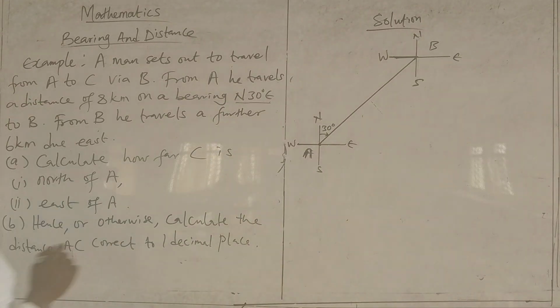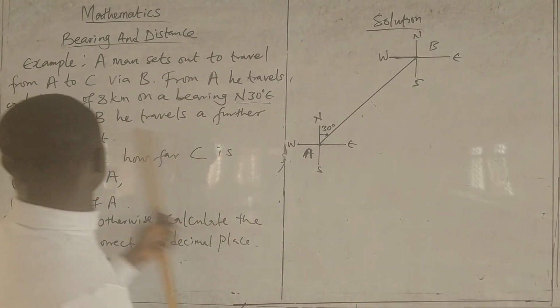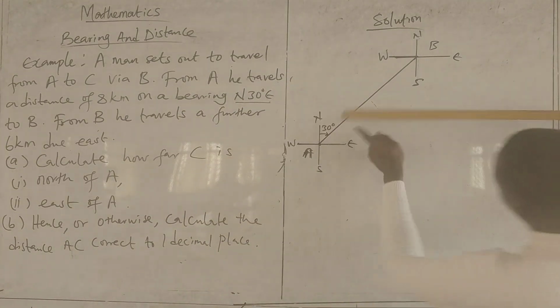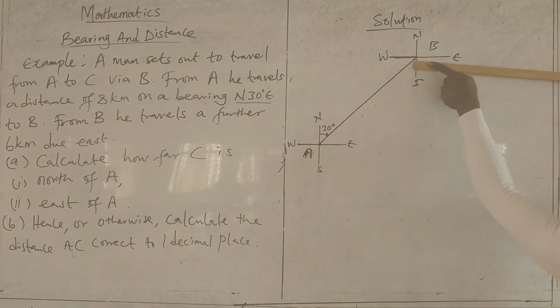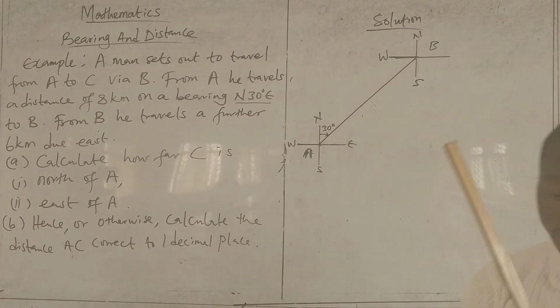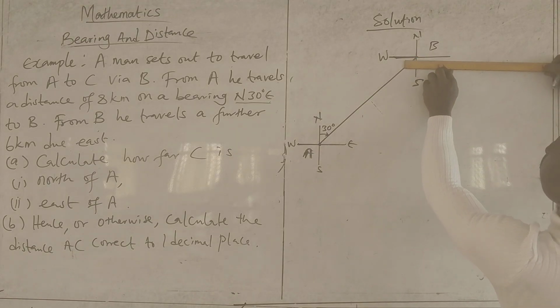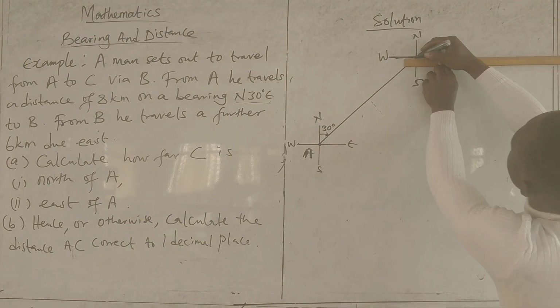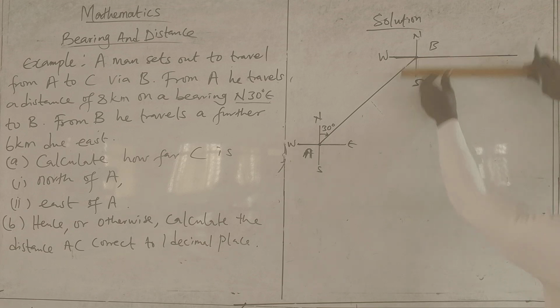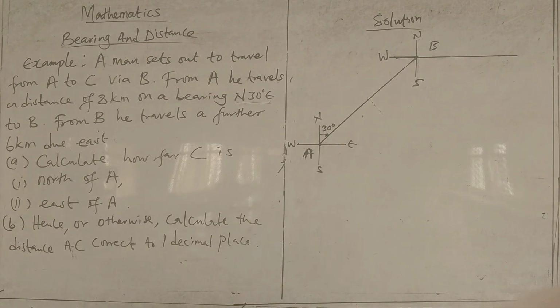Yes, B now. From B, it travels a further 6 kilometers due east. So he didn't come back here. He reaches here, then he continues the journey from B and then travels 6 kilometers due east. Now please mind you, your 6 kilometers shouldn't be up to that 8 kilometers. So it should be shorter. I will shorten it now.